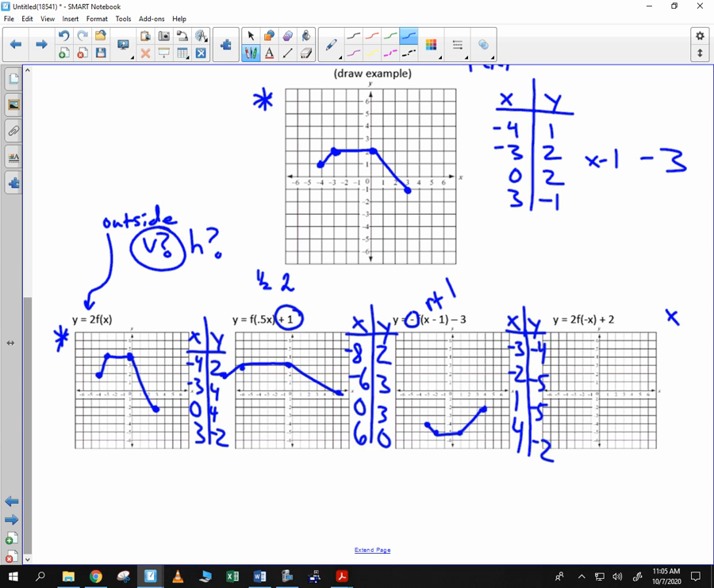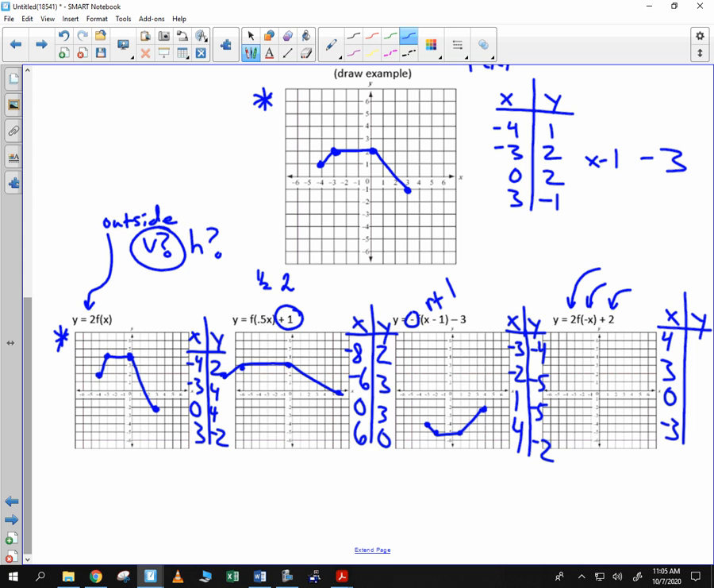All right, the last one. We start on the inside, seeing that we have a horizontal reflection. So all the x values will become opposite. So +4, +3, 0, and -3. And then we're going to multiply the y values by 2, and then we're going to add 2.